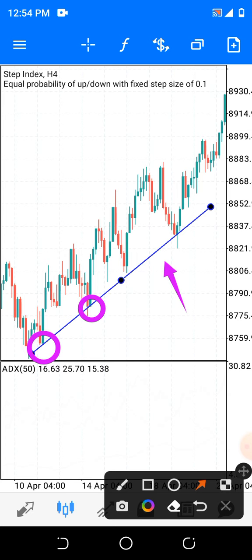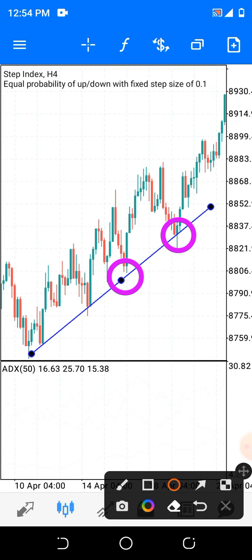Now you use these two points to establish your trend line. Any other close contacts of the chart with the trend line should be your focus for entry. You see, these are places where you need to make your buy entries. Do you understand?